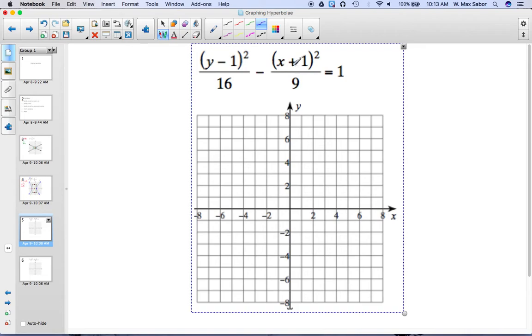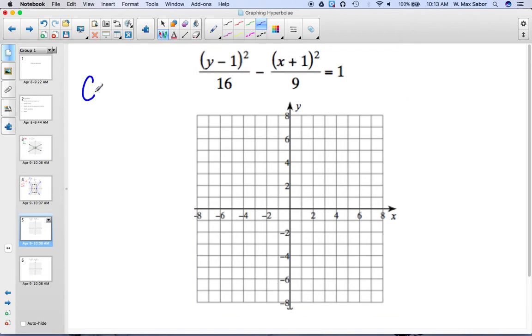Here, we have a center of -1, +1. A is square root of 16 is 4, B is square root of 9 is 3. So let's go -1, 1. We're going in the y direction for 4, up 4 and down 4. In the x direction for 3, right 3 and left 3.